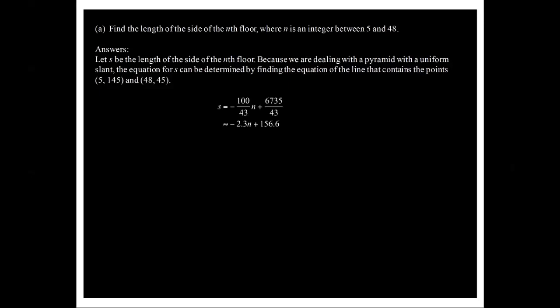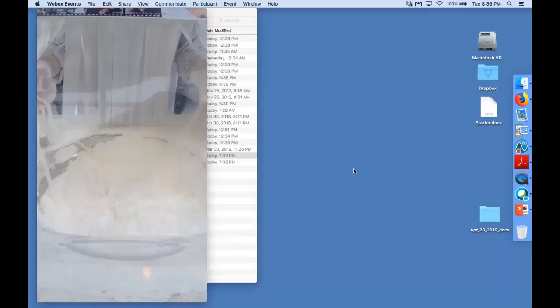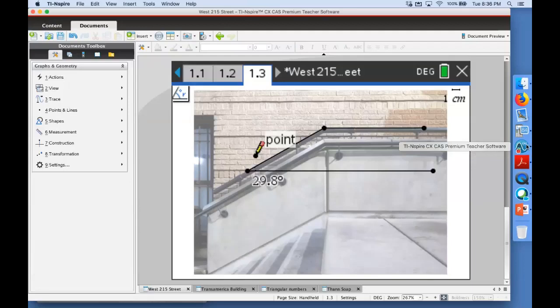And then the area, of course, is just that squared. So it's S squared. That's the area. But now, the bigger question is, what's the total area? So you need to sum this from n equals 5 to n equals 48. So there's going to be a summation involved. This is actually a nice place where the Inspire can be used quite nicely.